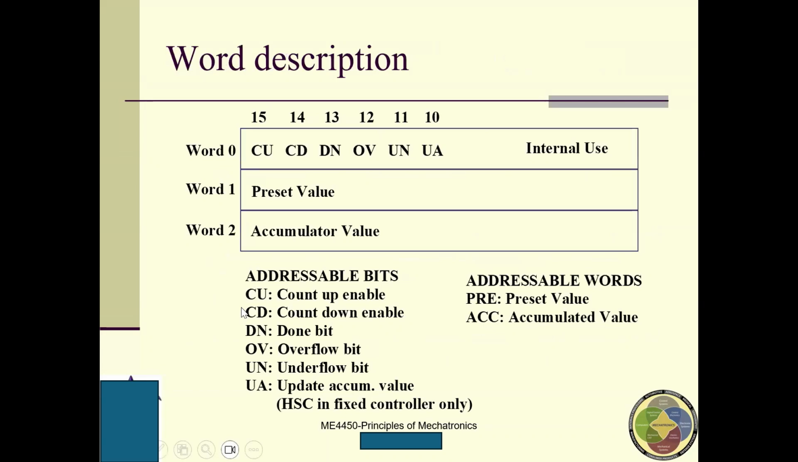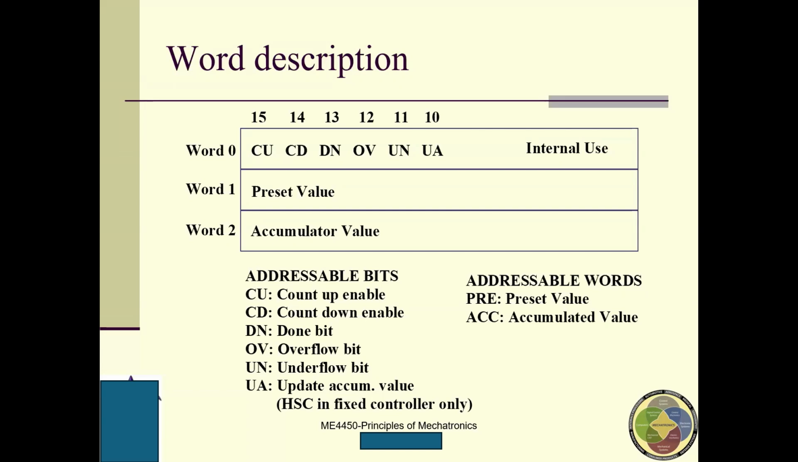So here is a diagram of this 3 word structure. Word 0, word 1, and word 2. You can see word 1 is the preset value. Word 2 is updated automatically by the system. So you can see word 0 has CU, CD, counter up, counter down, then OV, UN and UA. And also there are some bits that are reserved for internal use.